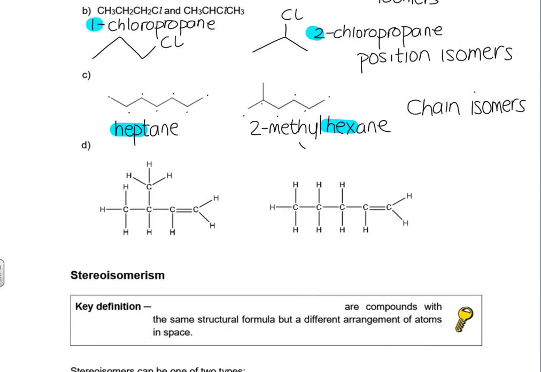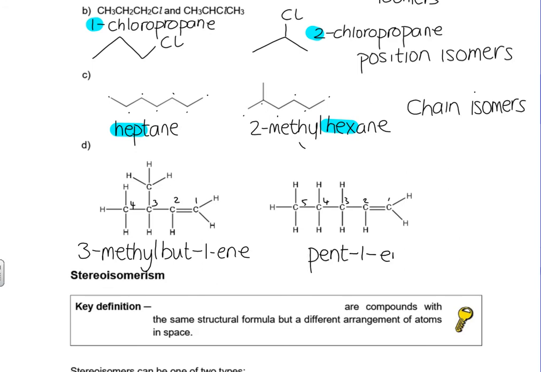And then our last example here, we're going to try and name them. So 1, 2, 3, 4 is bute, with a methyl group on number 3, and an alkene double bond between numbers 1 and 2, 3-methylbut-1-ene. And then we have pent-1-ene. So they're both 1-enes, the position of the functional group hasn't changed, but we've gone from bute to pent. Bute to pent. So how could we describe that as a type of isomerism? We've got different chain length, and therefore we are chain isomers.